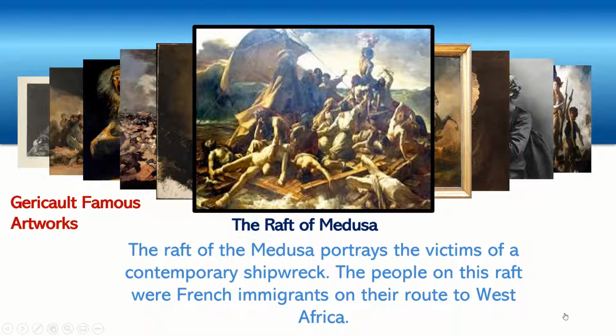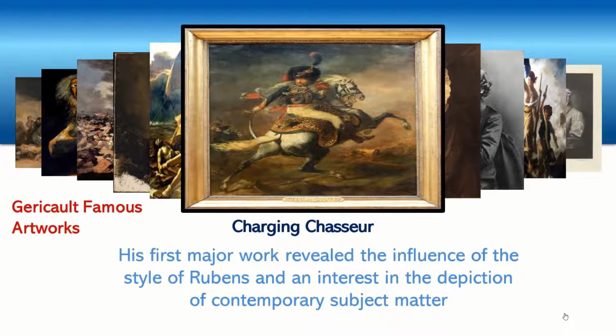The Raft of the Medusa portrays the victims of a contemporary shipwreck. The people on this raft were French immigrants on their road to West Africa. Another famous artwork of Gericault is called Charging Chasseur. His first major work revealed the influence of the style of Rubens and an interest in the depiction of contemporary subject matter.